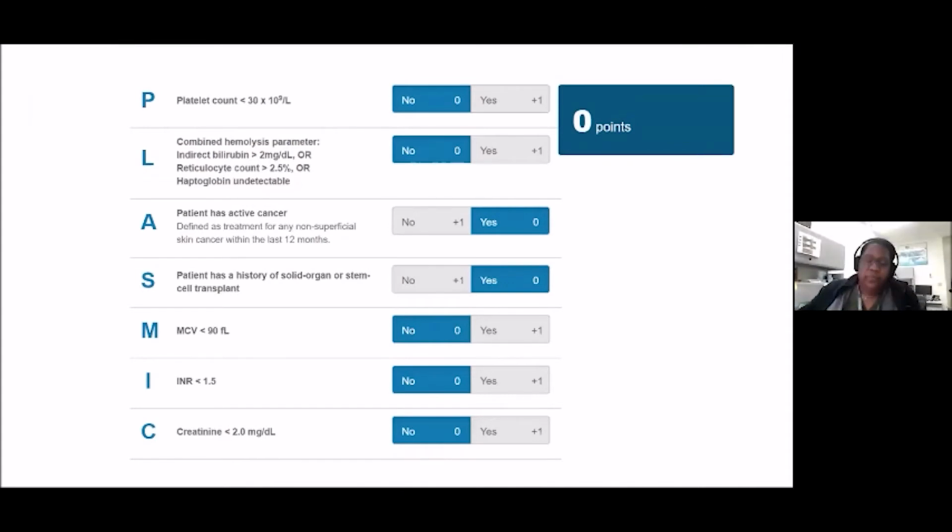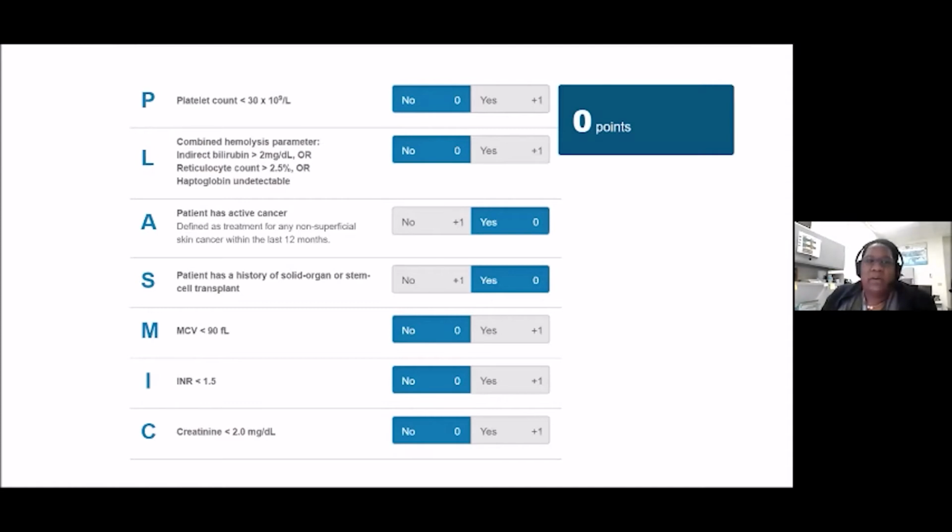So the parameters, and the PLASMIC score is an acronym. P is for platelet count. What the scientists found is that platelet counts under 30 are more likely to be TTP. For each of these parameters, the patient gets 1 point.